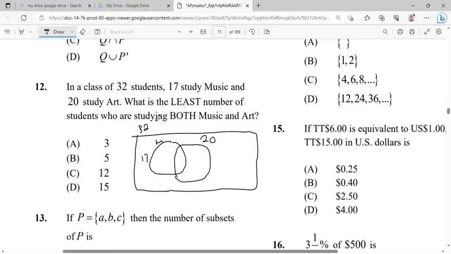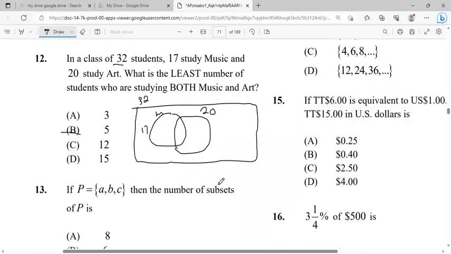So let's go. So we have a total of 32, that is 17 and 20, that's 37, minus 32 leaves at least 5. The least can be 5, no other number. All right. They didn't say the greatest, they said the least, right?